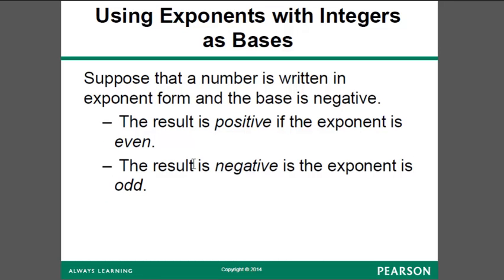Now, when we're looking at exponents with integers as bases, we have to be very careful. Suppose that the number is written in exponent form and the base is negative. The result is positive if the exponent is even, and the result is negative if the exponent is odd. This is the case if it is written in parentheses.